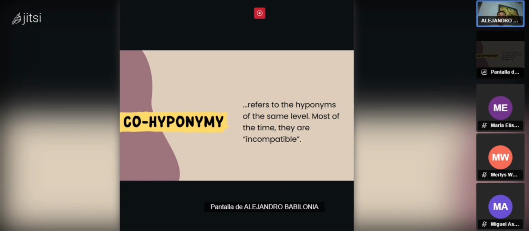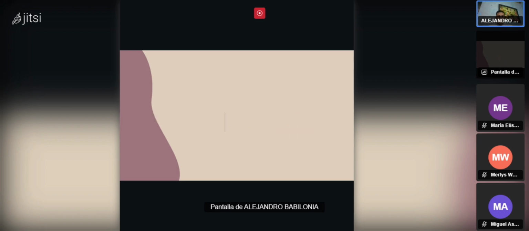For example, consider the words dog and cat, which are cohyponyms because they share the common hypernym, that is animal, but refer to different specific types of animal. Another example can be rose and sunflower, which are cohyponyms because they share the hypernym flower but represent different species of flowers. So let's continue.